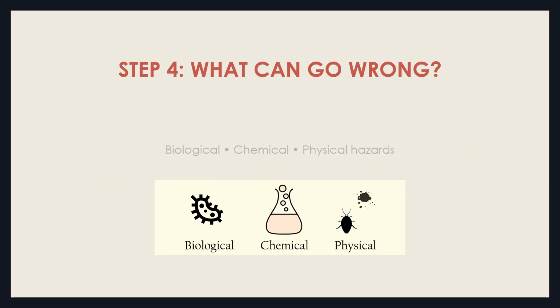Hazard analysis is the core of HACCP. At each step of the process, you identify potential biological, chemical, and physical hazards that could reasonably occur.